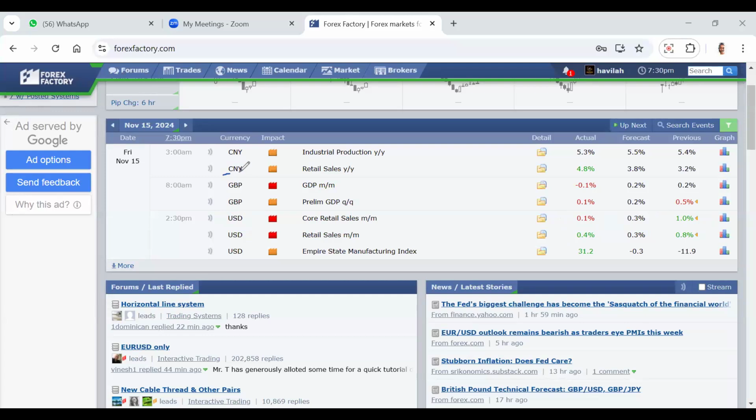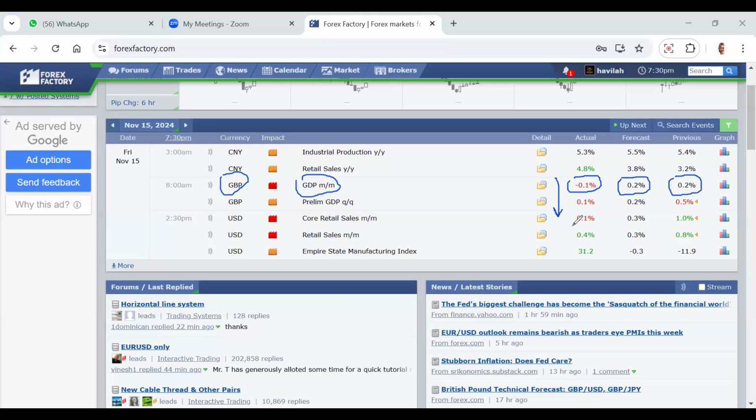Now let's go to the GBP, the British pound, and the news is the gross domestic product, GDP. Here, the previous was 0.2%. The forecast by the analyst is equally 0.2%, but the actual came out less than the forecast at minus 0.1%. So that means we are going to sell the pound. Which pound pairs are we selling? GBP USD, GBP JPY, GBP CAD. But what I will not encourage you to do is to dump all of them.